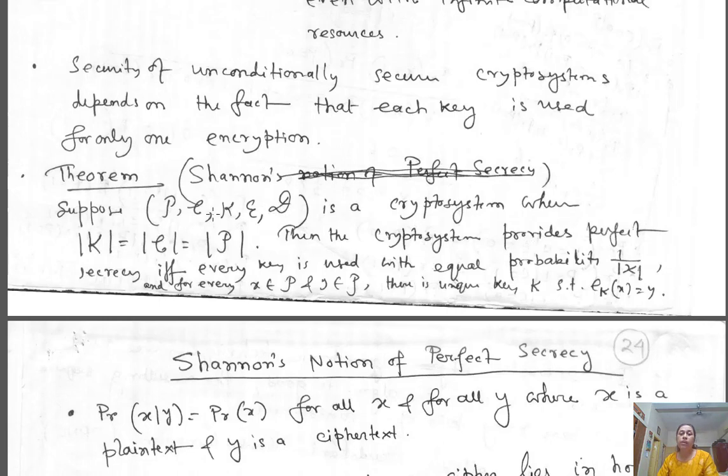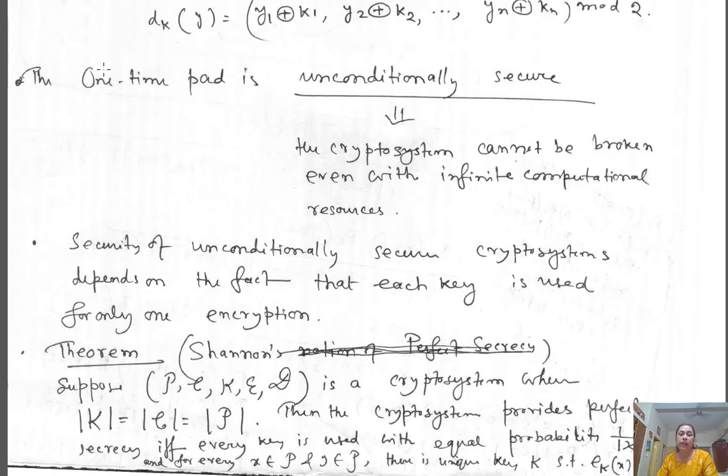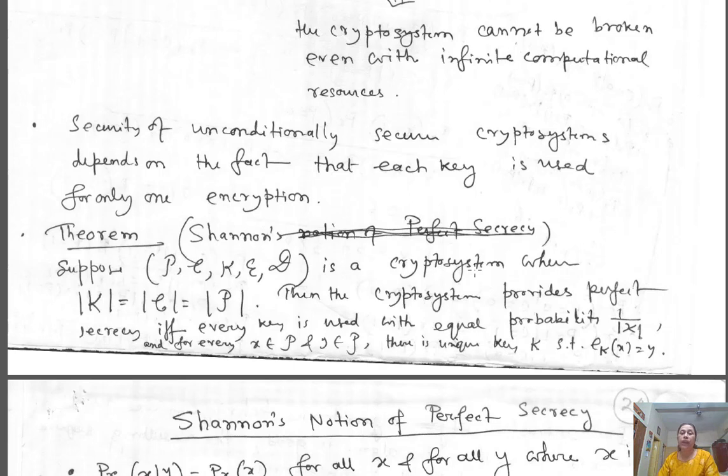Okay. Now this crypto system is such that key space size, ciphertext space size, and plain text space size all are the same, like one time pad. Every key is an n-bit string, every ciphertext is also an n-bit string, every plain text is also an n-bit string. So if you have a crypto system having this feature, where plain text space, ciphertext space and key space sizes are all the same, then the crypto system provides perfect secrecy.